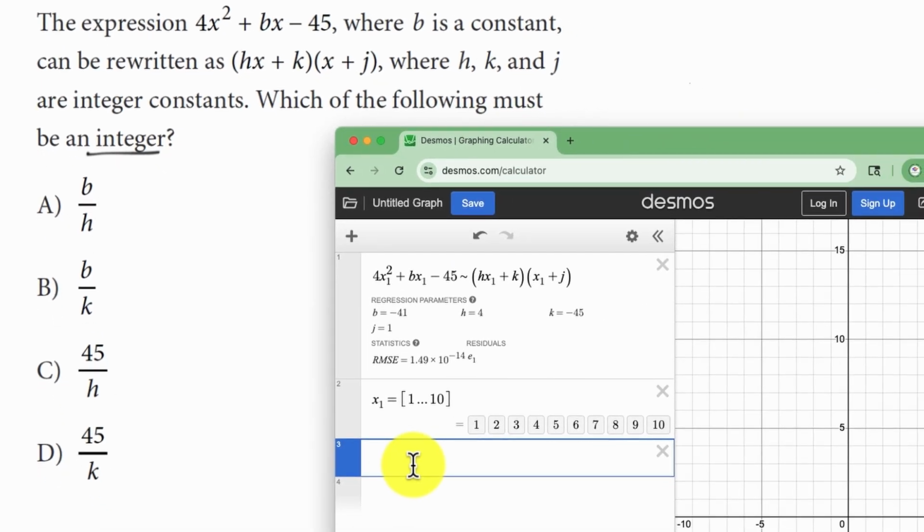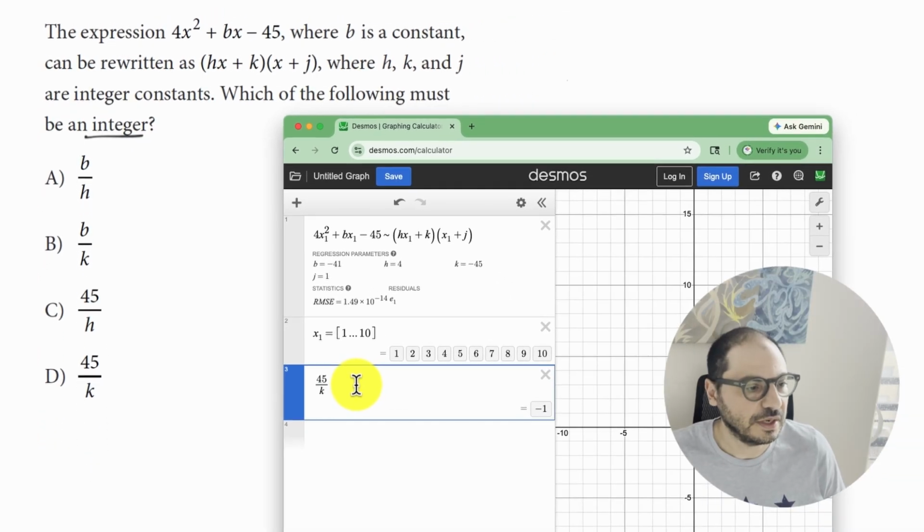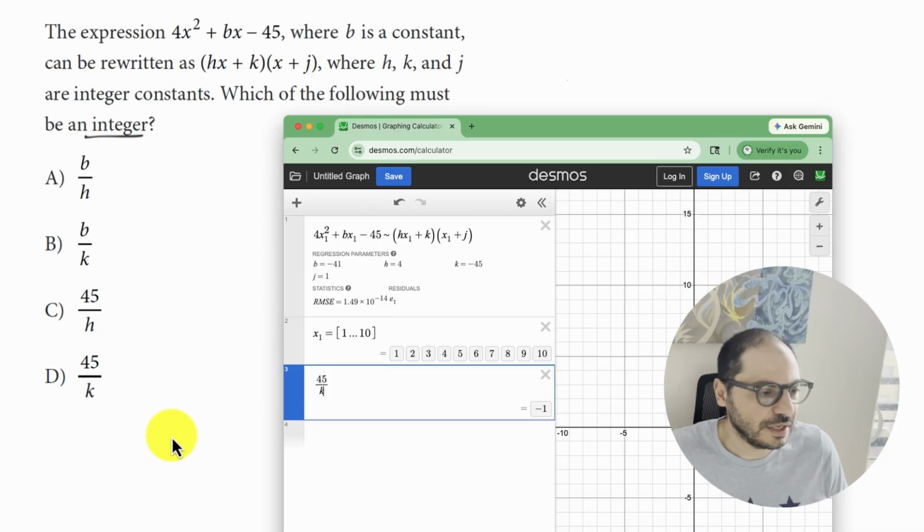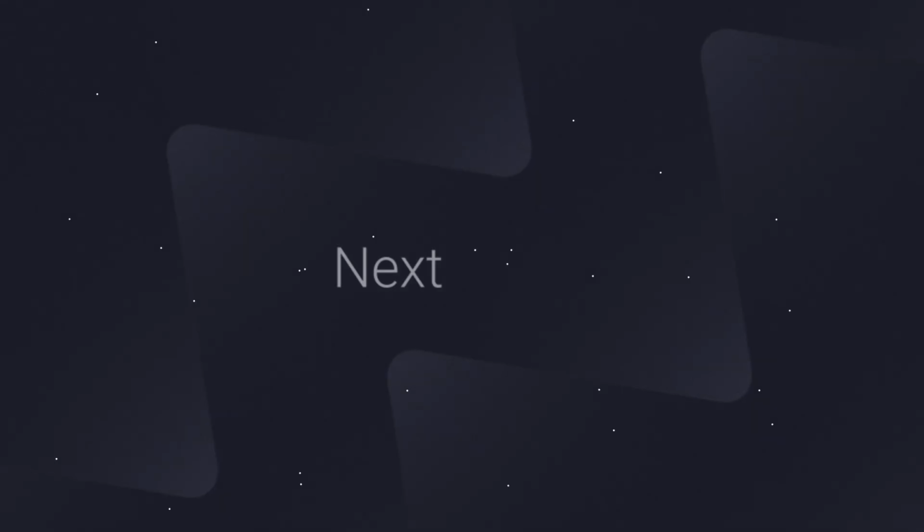Well, let's try the answer choices now, because it's giving us values for all these variables. So A would be B divided by H, negative 10.25, that's not an integer. B over K, 0.911, that's not an integer. 45 over H, 11.25, not an integer. 45 over K, negative 1. So integer, anything that's basically a decimal is not an integer, fraction is not an integer, just any whole number. So the answer is D, 45.